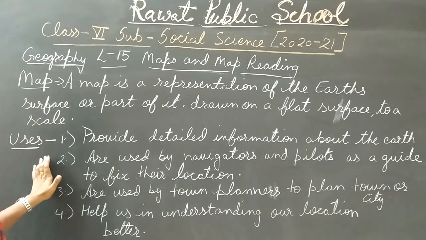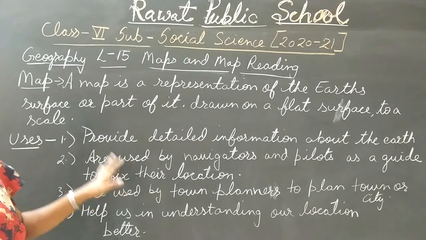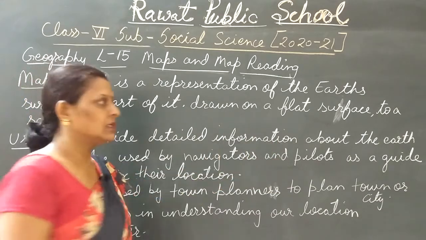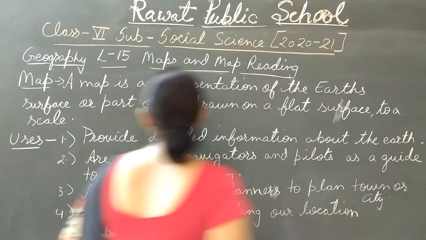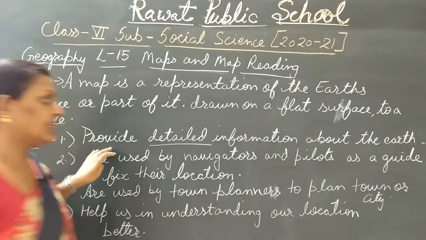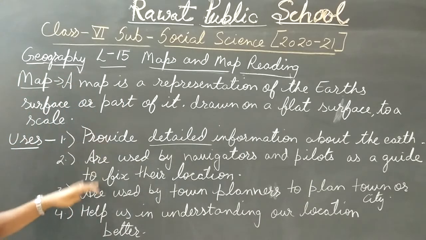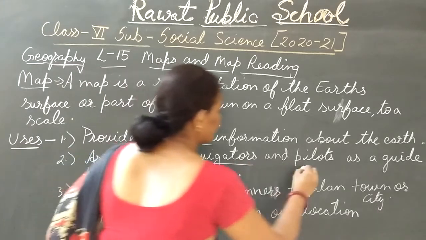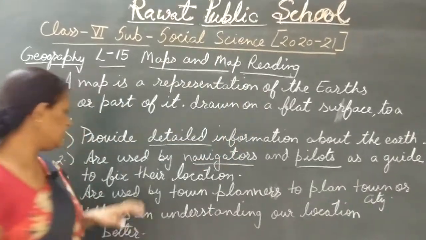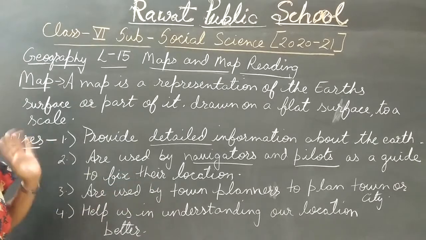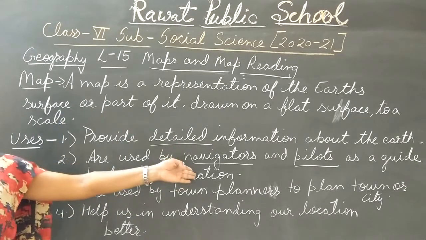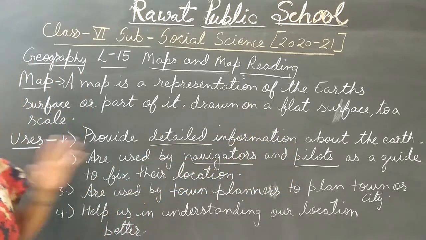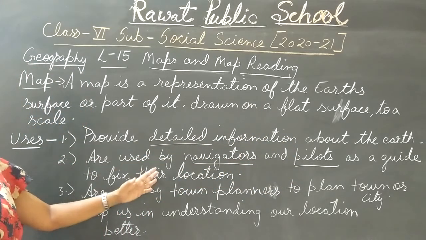Now what are the different uses of maps? First, maps provide detailed information about the earth. If you want detailed information about the earth, we can get it from the map. Second, maps are used by navigators and pilots as a guide to fix their location. Those who navigate ships or aeroplanes use maps as a guide to fix their location.